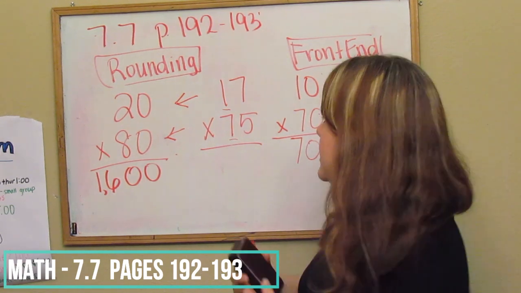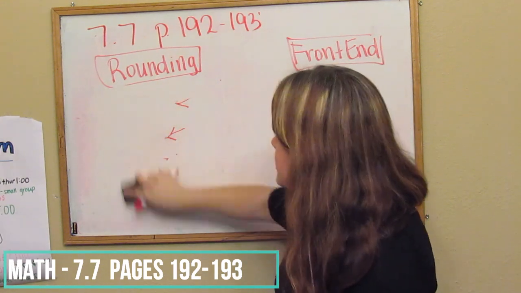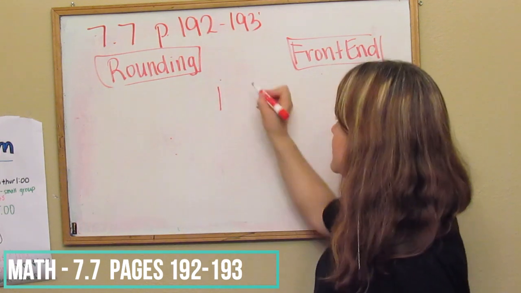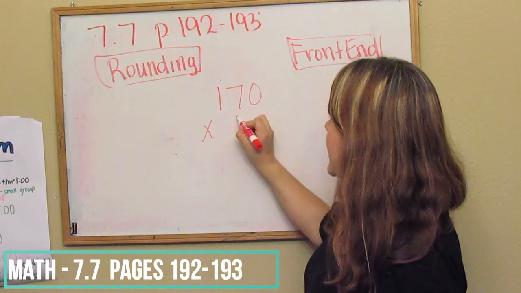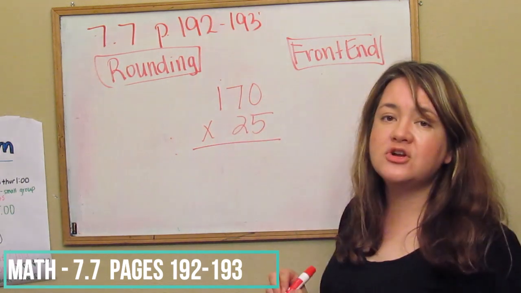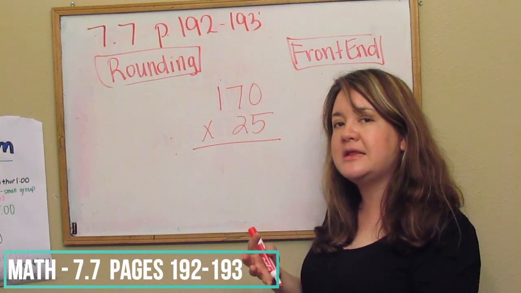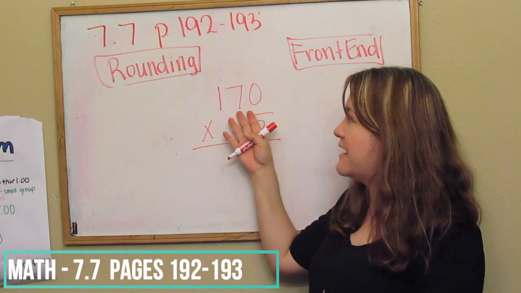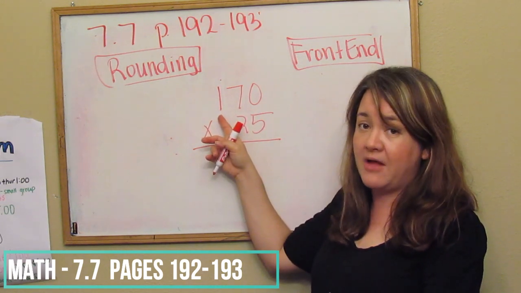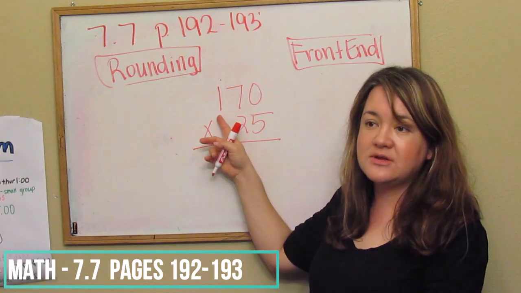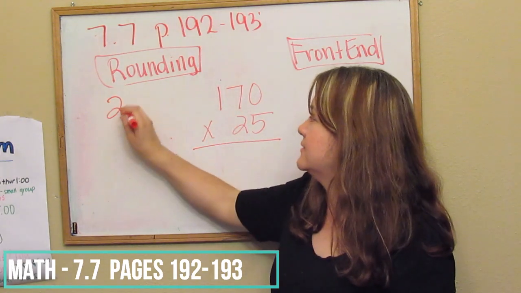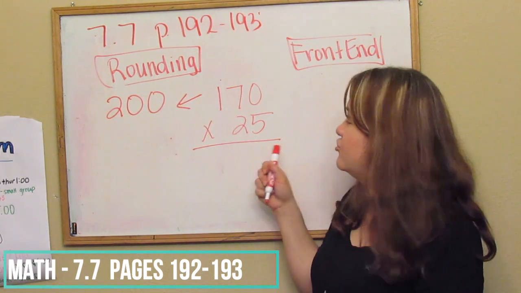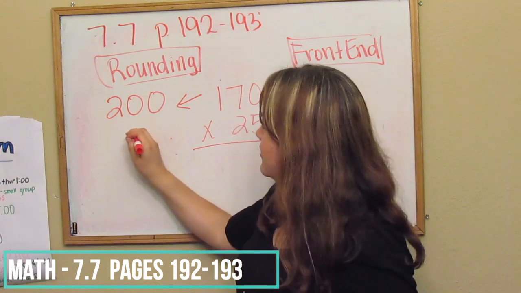Okay, I'm going to show you another example, and I'm going to use the one from the book on page 192. It's a word problem, and they use the numbers 170 and 25. So 170 times 25, again, we're estimating the factors. Because 170 is in the hundreds, I want to round this to the nearest 100. And of course, 170 rounds to 200. Then 25 is in the tens, and I'm going to round 25 to the nearest 10, which is going to be 30.